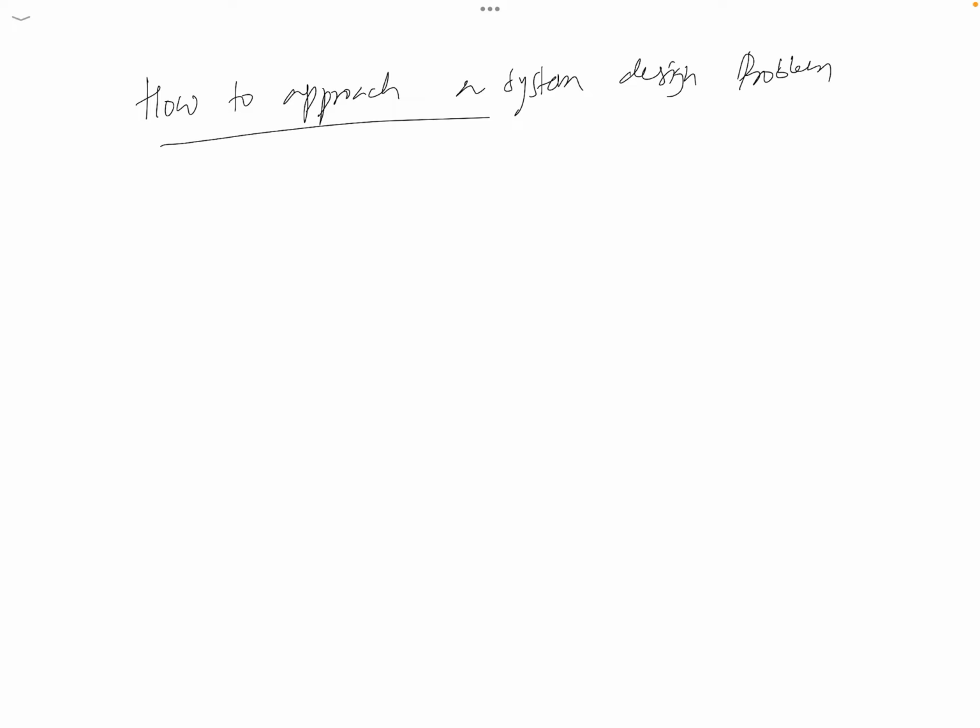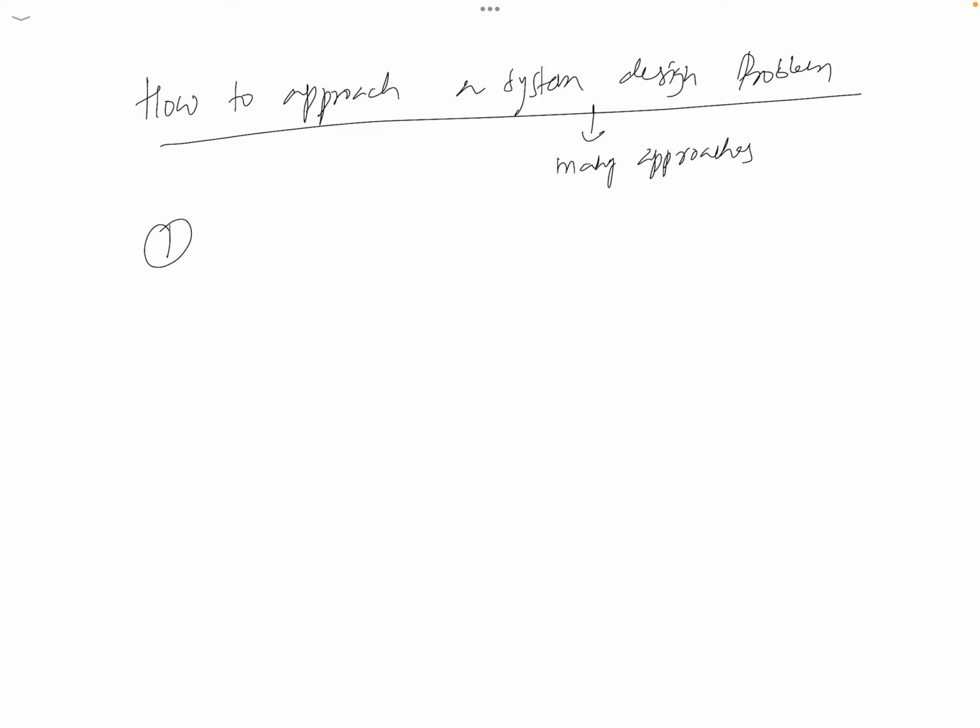Now, when we talk about system design problems, they are often open-ended, and there can be many approaches to solve the system design question. But we can always follow a set of steps to solve any given system design question. So that is what we'll be discussing in this video.